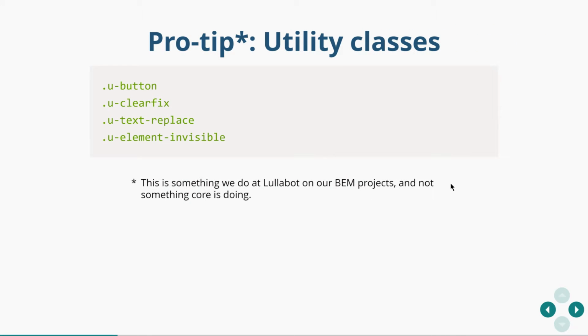Pro tip: this is just something we do at a lot of the Lullabot projects I've worked on. We also have utility classes, like clearfix or text replace, stuff like that. We generally put a U in front of them just so we know that this class, you're not supposed to write other styles against these. They have a specific function, and that's all they do. And so you shouldn't be writing selectors where it's like, okay, if it's a sidebar text replace element, I'm going to do this. Shouldn't be doing stuff like that. So it's just another way with a little prefix to kind of clue your team into what's going on in your code.